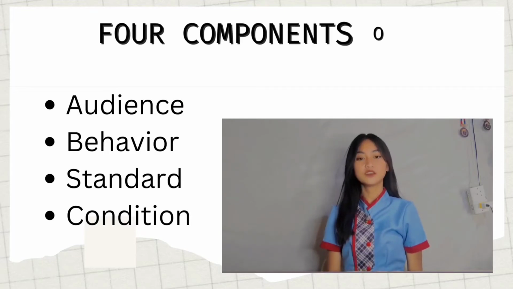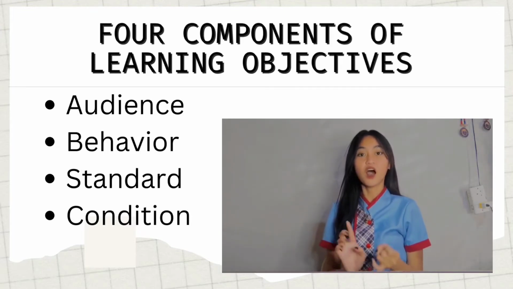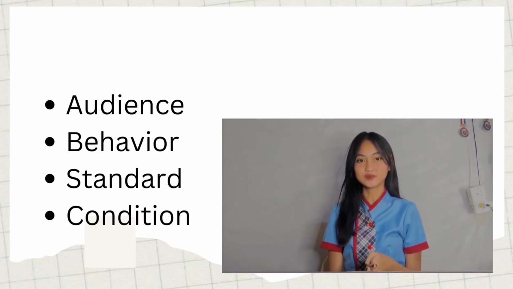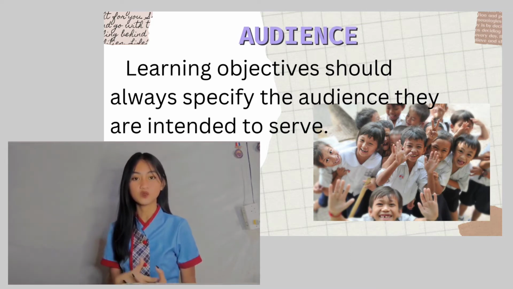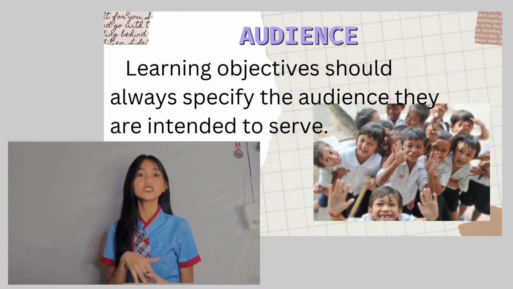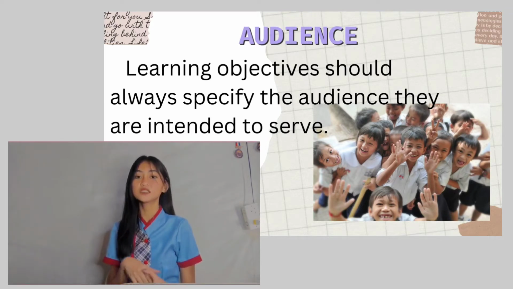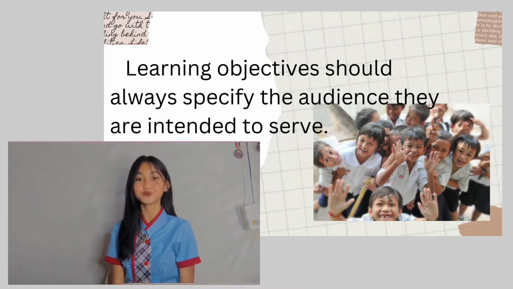We also have here four components of learning objectives: audience, behavior, standard, and condition. Learning objectives should always specify the audience they are intended to serve. For instance, our teacher's audience is of course the students. Learning objectives should describe the intended audience because this will help you make your objective measurable.